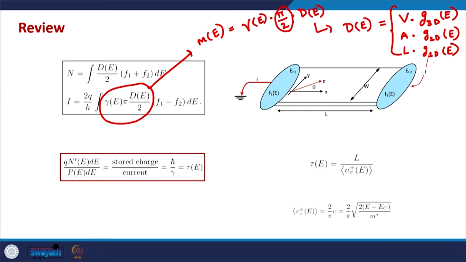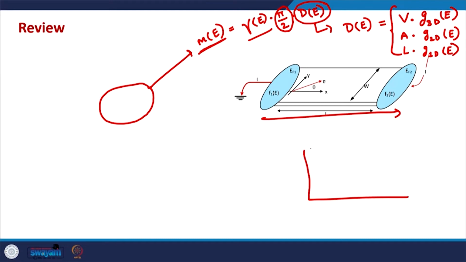Now we also saw that in order to see how this quantity looks like, we need to know what the gamma E is in the device, because we already know the dE parameter. We just need to know the gamma E parameter, and in order to calculate it, we started with a description of a 2D channel. This is how it looks. This is just a slanted view of the channel. We can also take it to be like this.